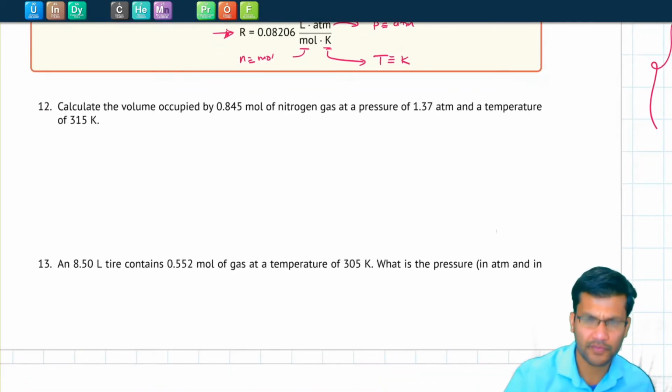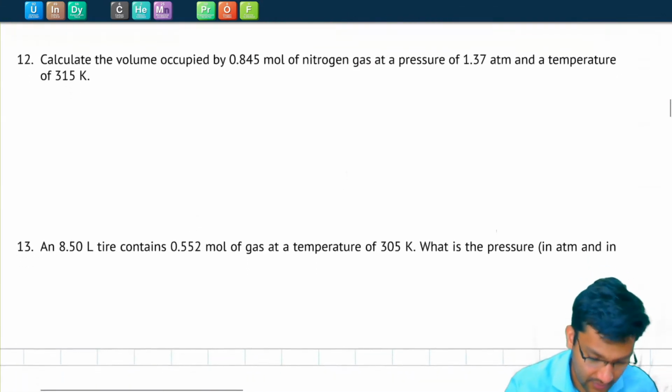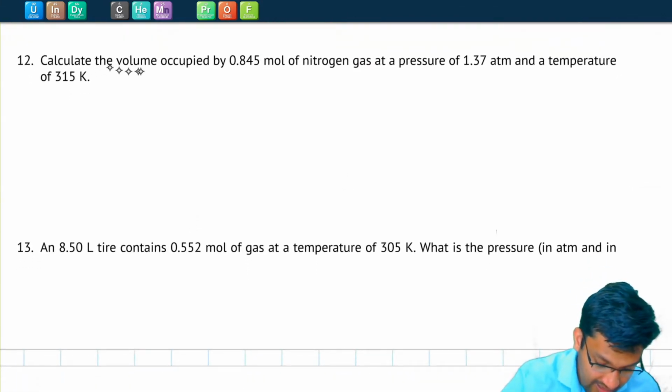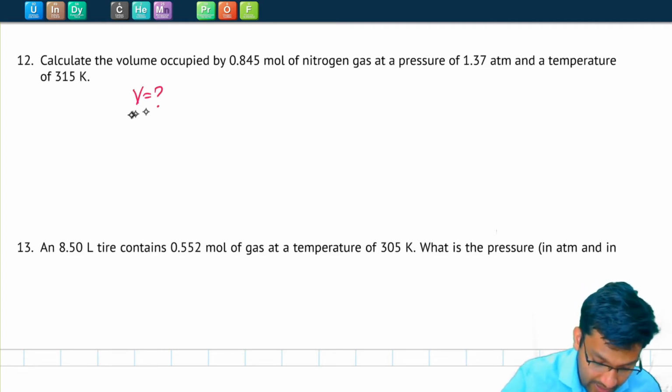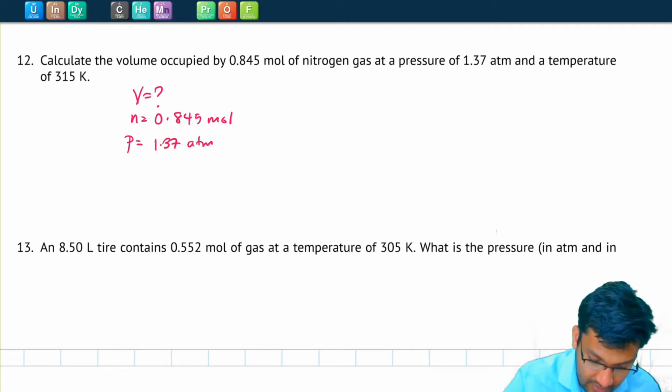I'll do the first one for you as an example. I'll do number 12 as an example. So number 12, it asks us to calculate the volume. So right away, we know the volume is unknown. The number of moles, it tells us, is 0.845 moles of nitrogen gas at a pressure. So it tells us the pressure, 1.37 atmospheres. And the temperature is 315 Kelvin.